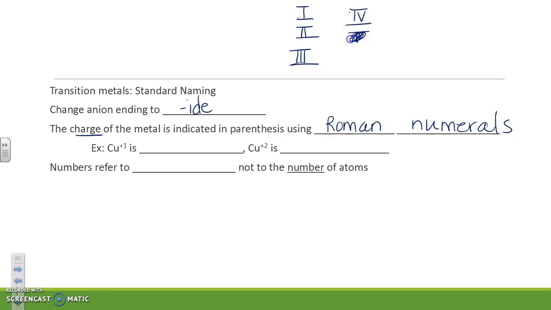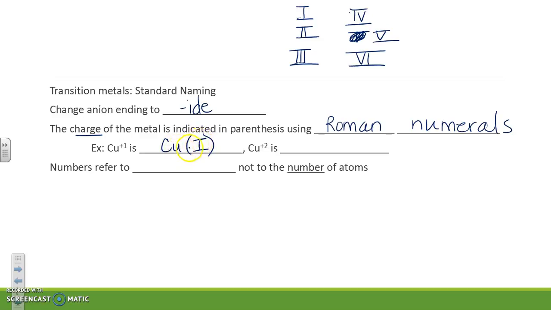That's a 5. Let me rewrite that. 5. And maybe 6. Okay? But those are the ones you need to know. 1, 2, 3, 4, 5, 6. Okay, so for copper with a +1 charge, we would write it as Cu(I). And we're showing that the charge on the copper, whatever comes in parentheses after it, is the charge.